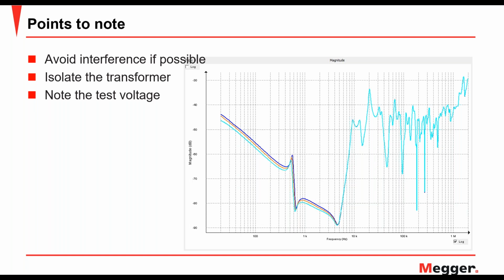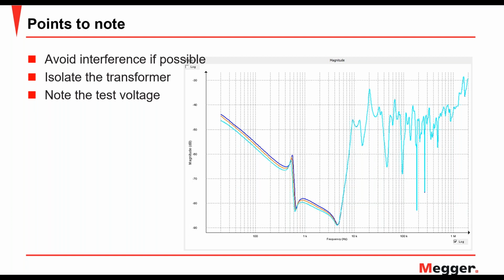Isolate the transformer, make sure that the transformer isn't connected to anything else in the system. If it is, then you will get the response of not just the transformer, but also the system that's connected to it. If it's connected to a bus bar, for example, even if the bus bar is not connected to anything else, make sure that you mention in the report that you tested it with the bus bar, because the next guy who runs the same test needs to know about it, since that can also influence the measurement. Note the test voltage.